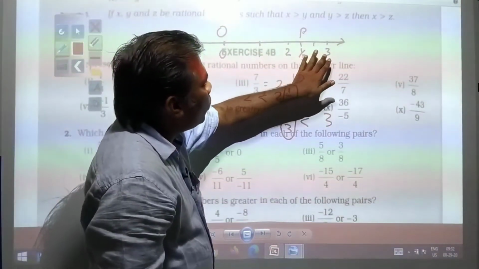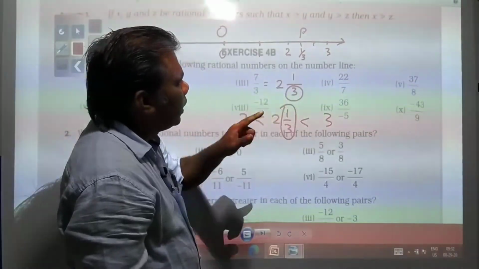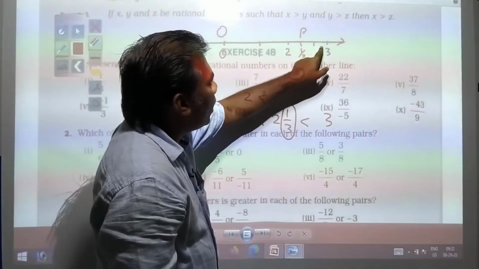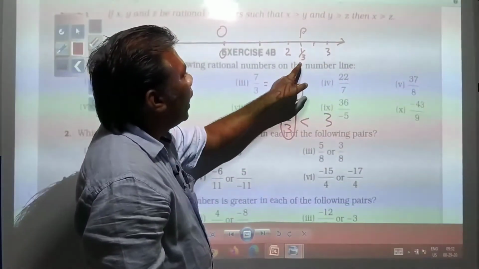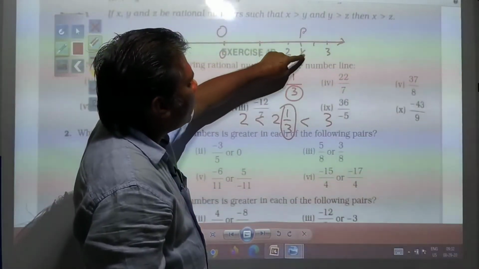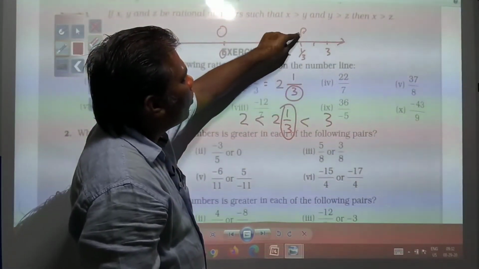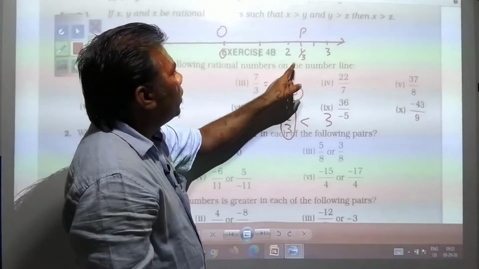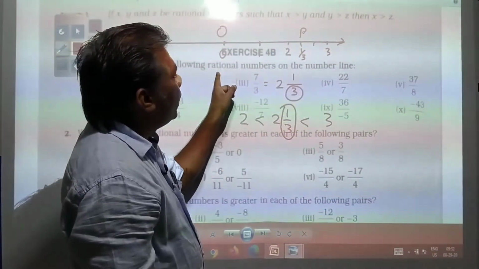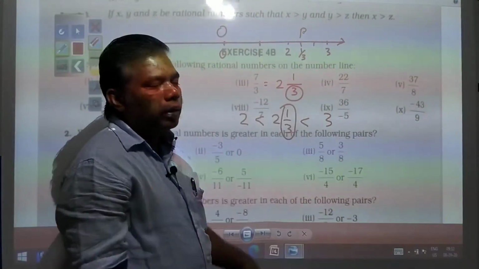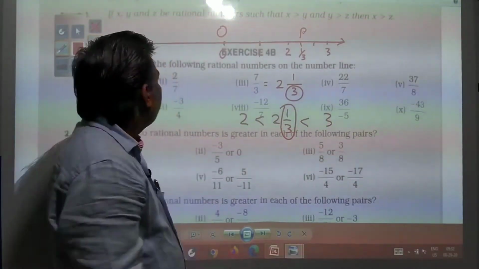So in between 2 and 3, since the denominator is 3, it has been divided into 3 equal parts, and then we found 1 by 3, and this is your required point. So clearly you can write P is equal to 2 whole 1 by 3, and that will be your answer.